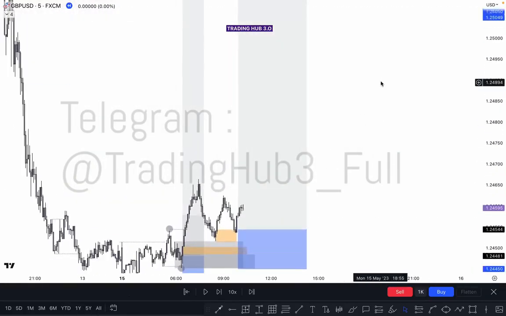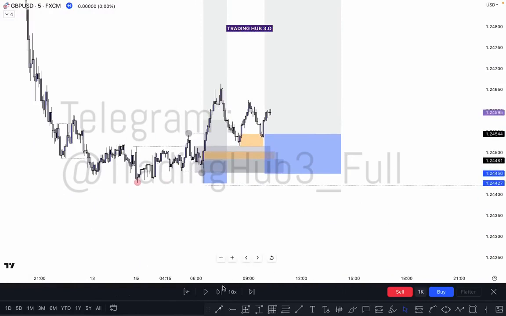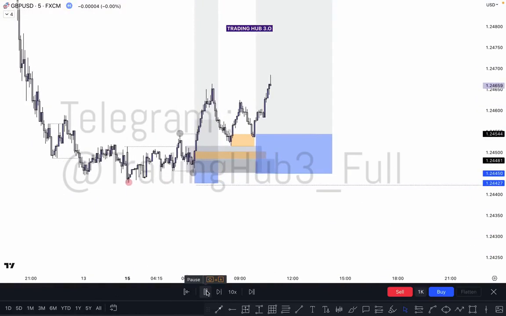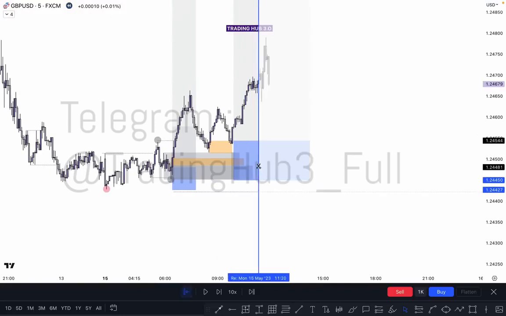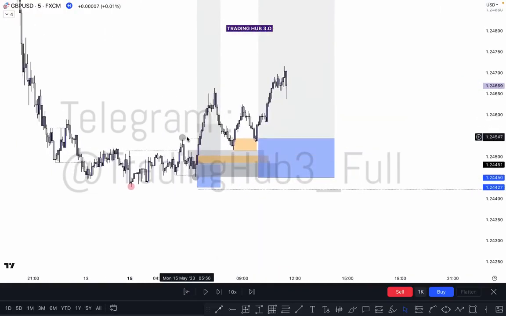Now let's see what happens next after this one, and then we can understand what's going on here. Okay, so very fast, let me show you exactly here. In this case, what happened here? This break of structure is confirmed here, and our higher high is confirmed here at this point. Why? Because the market has taken out this inducement. So when the market has taken out the inducement, we can buy here, right?